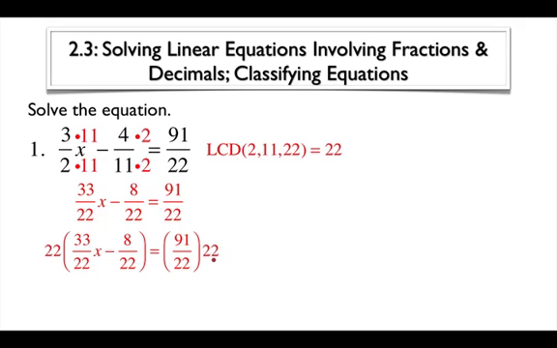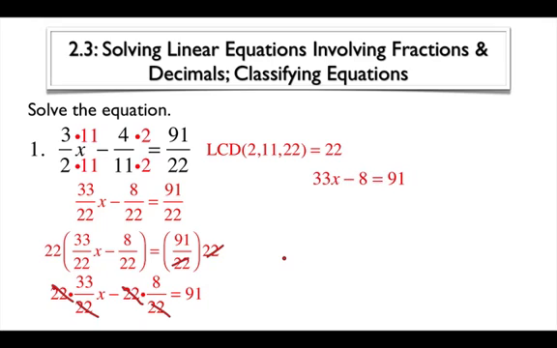So once I do that, notice on the right hand side, you just get 91. And then when you distribute the 22s here, these cancel. And then I'm left with just 33x minus 8 equals 91. And then continue with the idea of undoing or opposites. They're subtracting 8, so I am going to add 8 to both sides. Simplify.